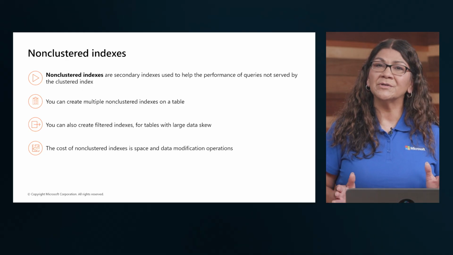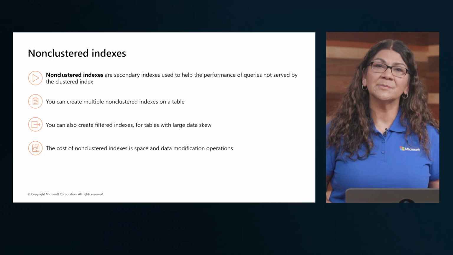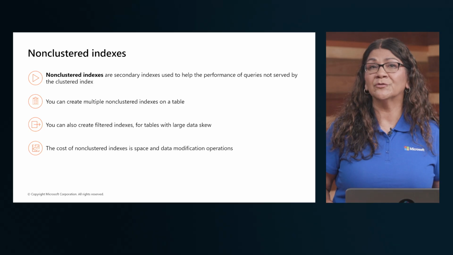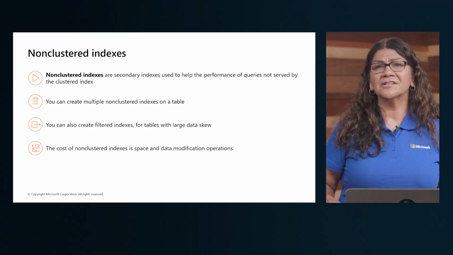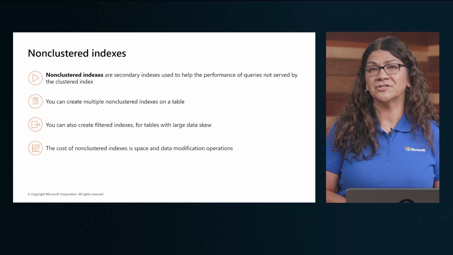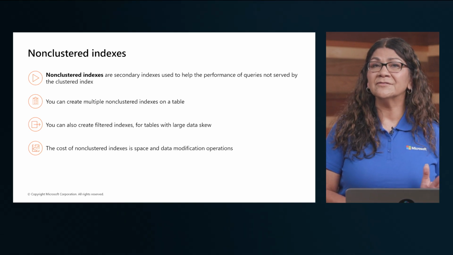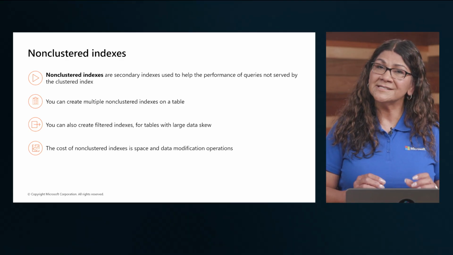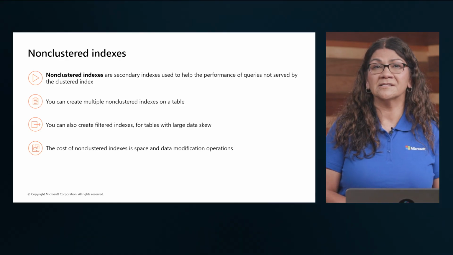Filtered indexes are particularly useful for tables with large data skew, targeting specific subsets of data, while non-clustered indexes improve read performance and query efficiency. They come with trade-offs such as increased storage requirements and overhead during data modifications. They're ideal, however, for OLTP systems where selective queries benefit from fast lookups, but careful design is needed to balance performance gains with resource costs.